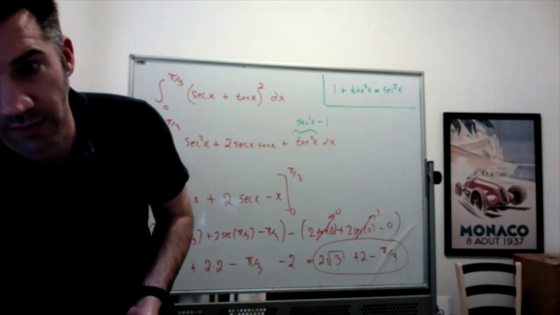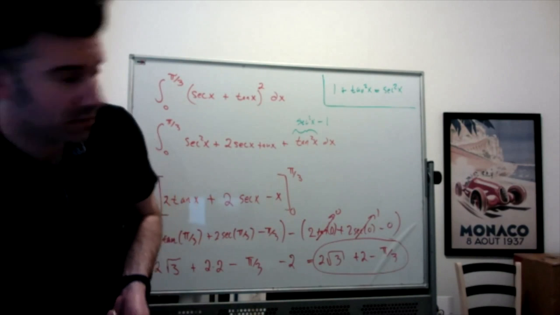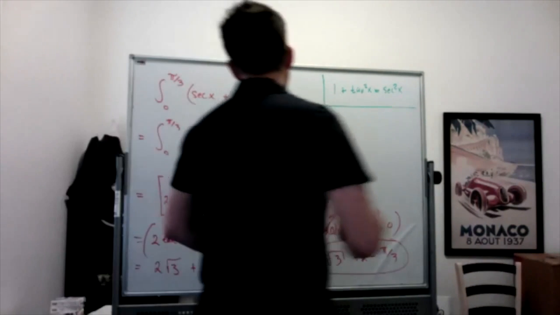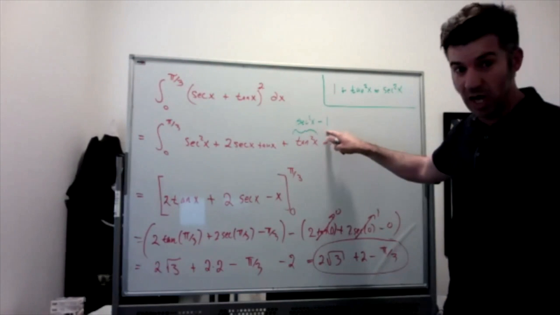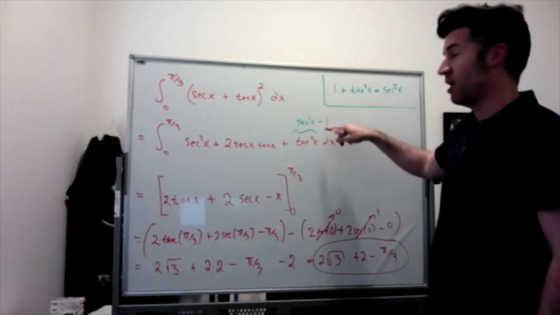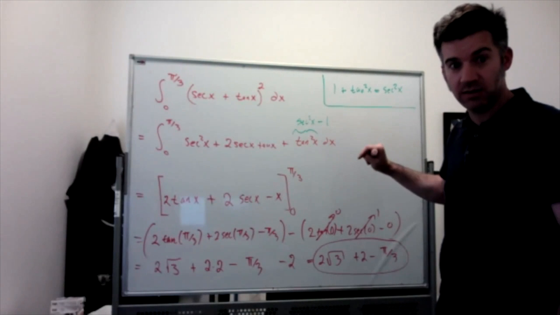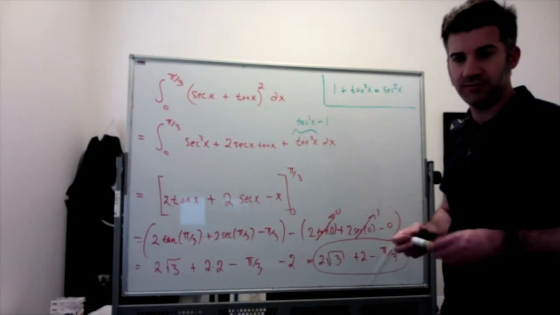So yeah. James, I have a quick question. Where did you get the negative x from? So remember, tangent squared x became secant squared x minus 1. The antiderivative of that was tangent of x minus x. Oh yeah, of course. Yeah.